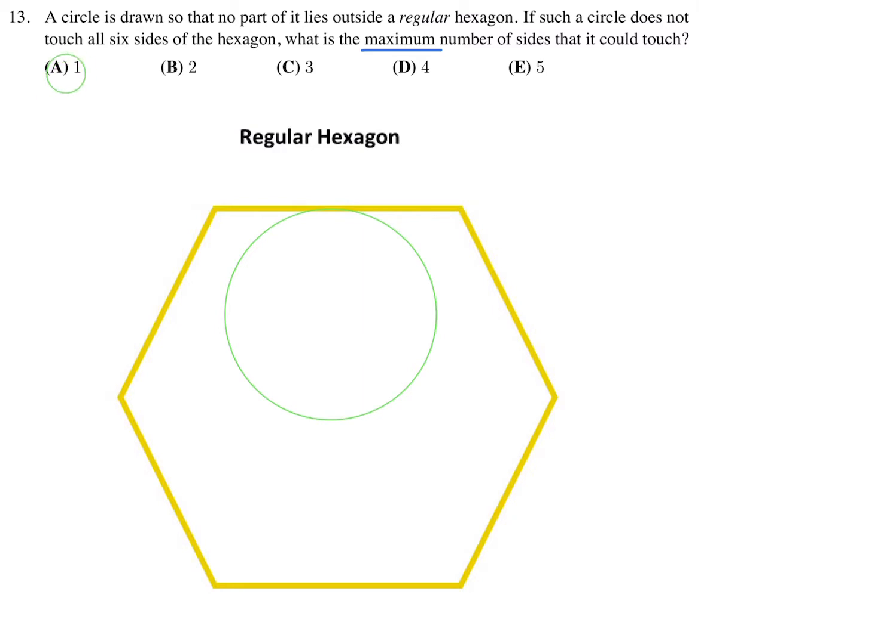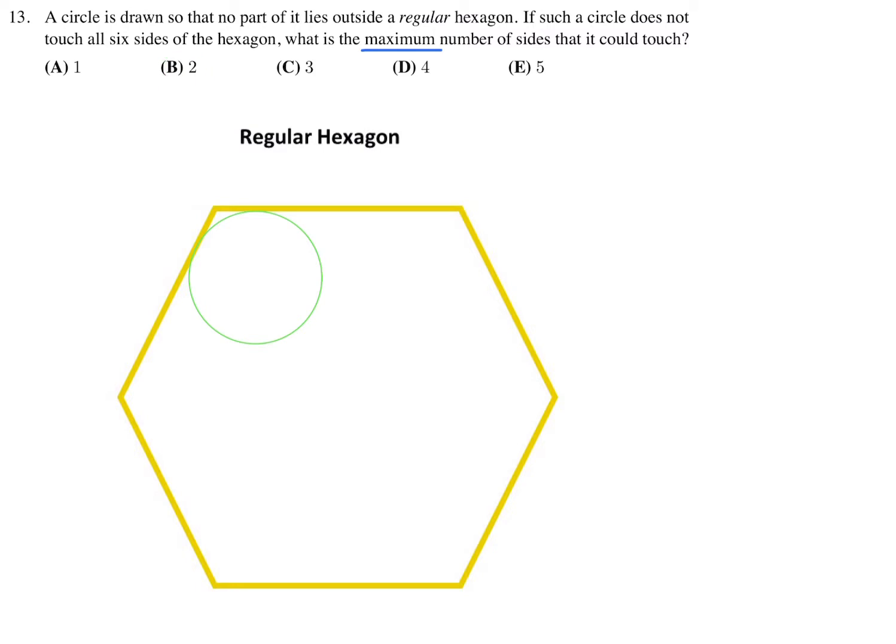But let's see if we can get any others. How about if you draw a circle that touches 2 sides? Is that possible? And the answer is yes. Here's an example of that. It touches 2 sides. So 2 is also possible as an answer.